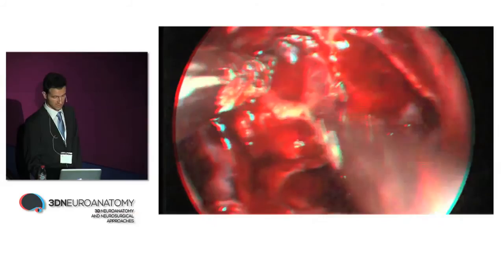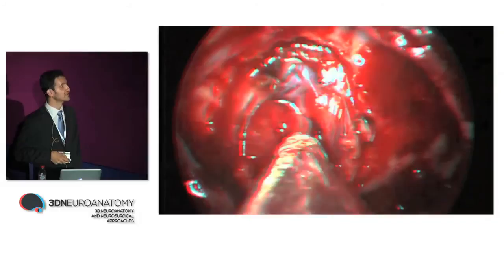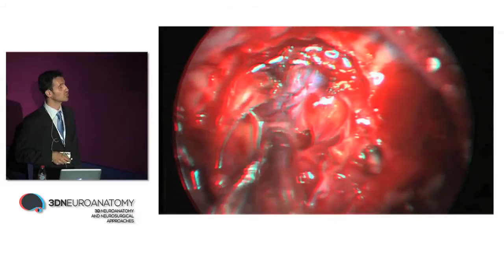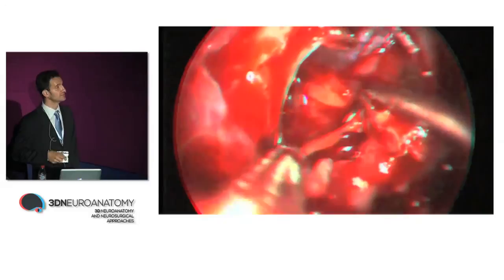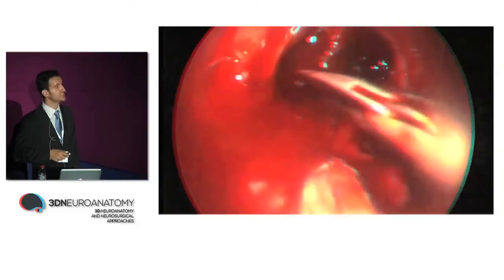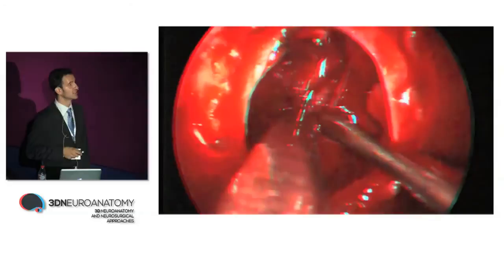Here you can see now the sellar component of the tumor has been removed. And here we are trying to dissect the suprasellar aspect of the tumor from the arachnoid. Here you can see the diaphragm widened by the tumor, and we are working above this diaphragm. So we are gonna even open the arachnoid.